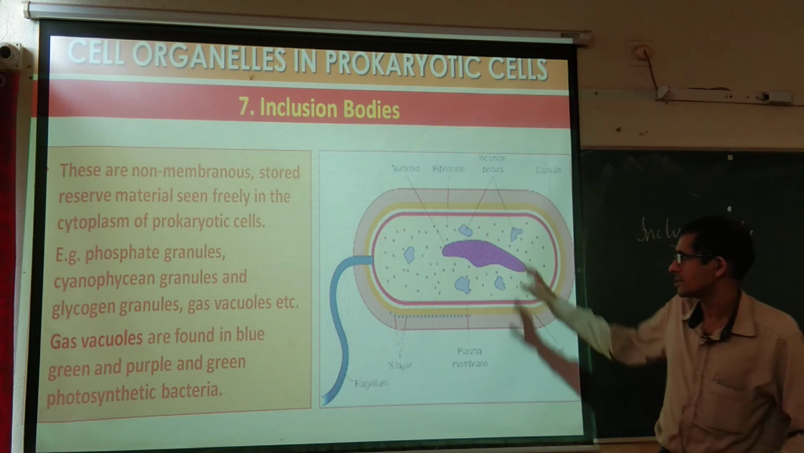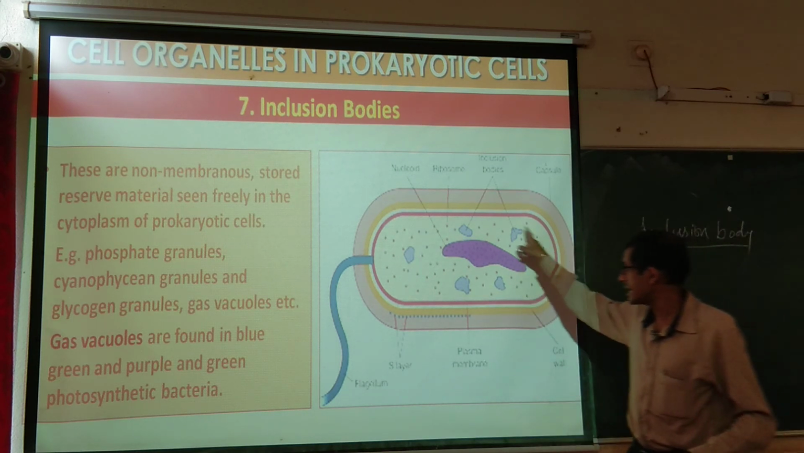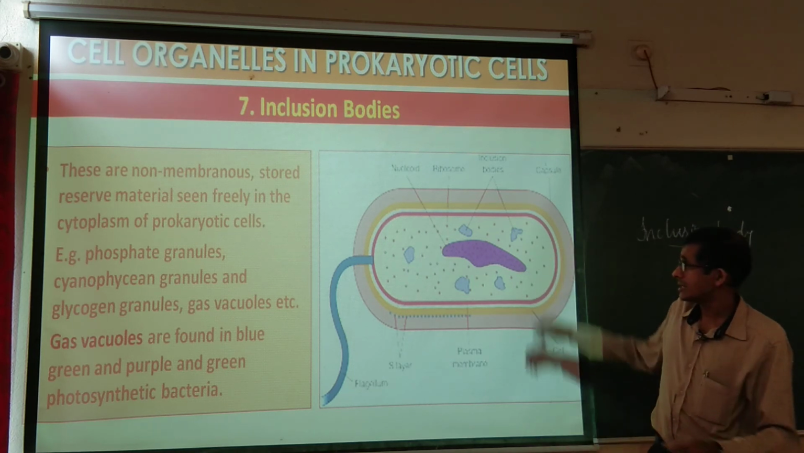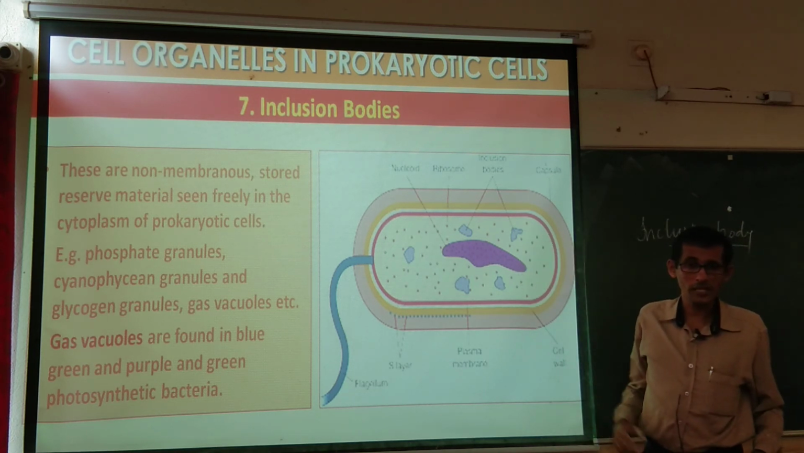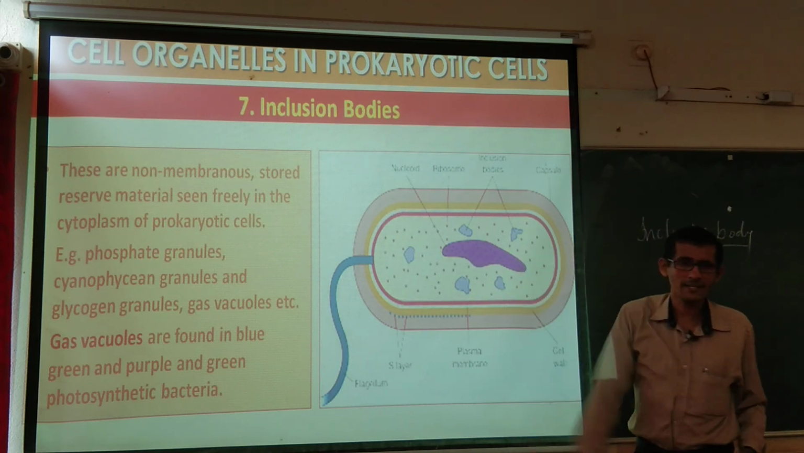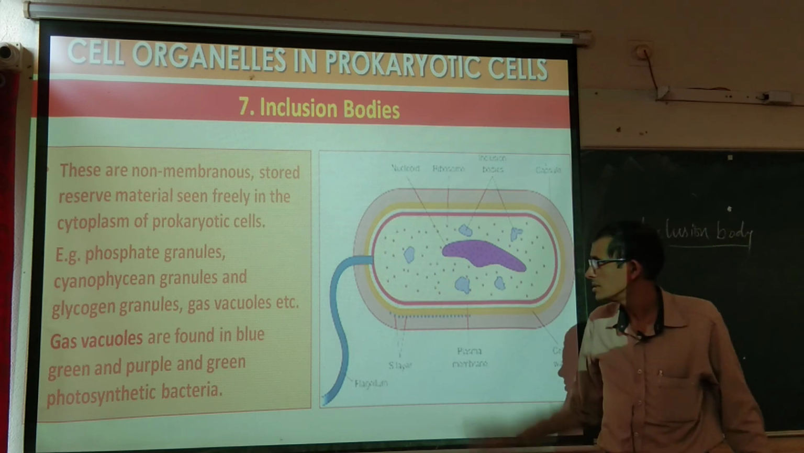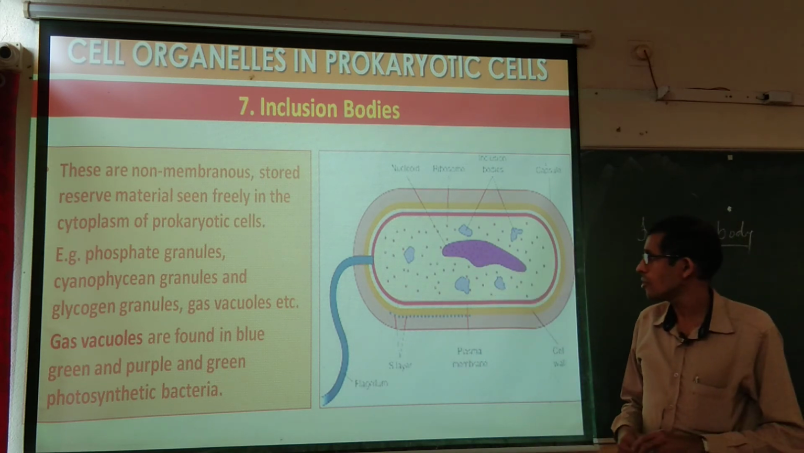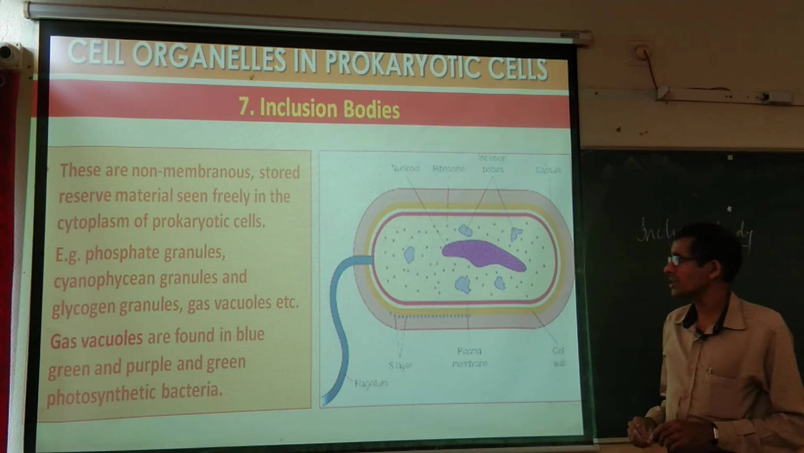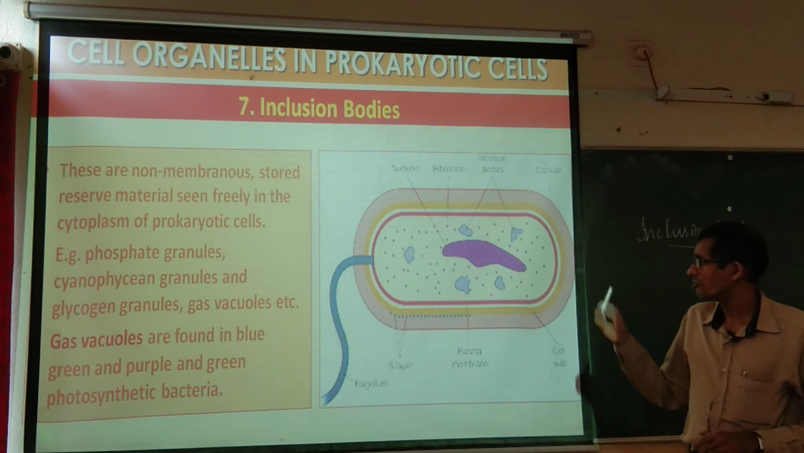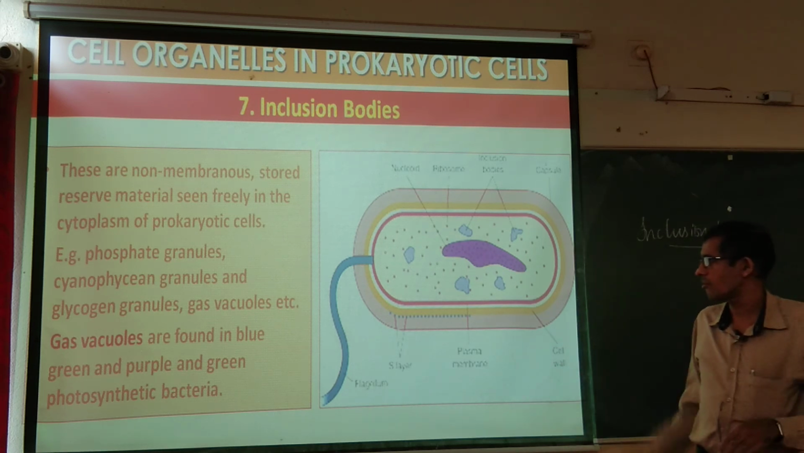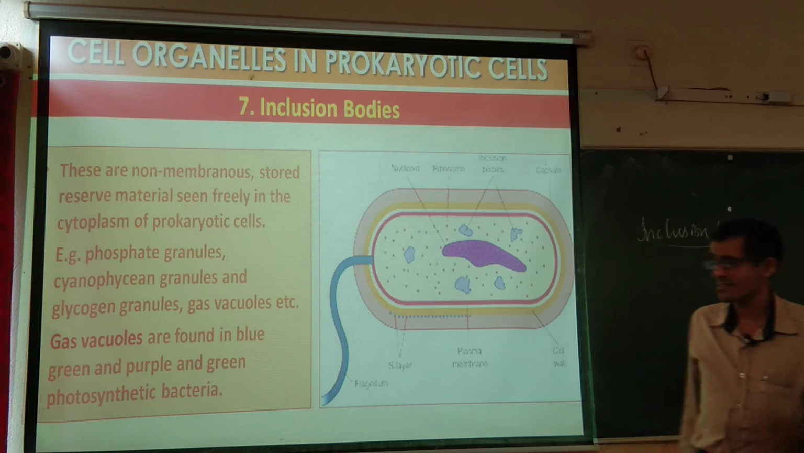In the same way here, if you take the cytoplasm or matrix as a pool, these inclusion bodies are going to be there in a floating fashion, here and there inside that cytoplasm. That is the reserve material. So these are non-membranous, once again non-membranous, stored reserve material seen freely in the cytoplasm of the prokaryotic cell.